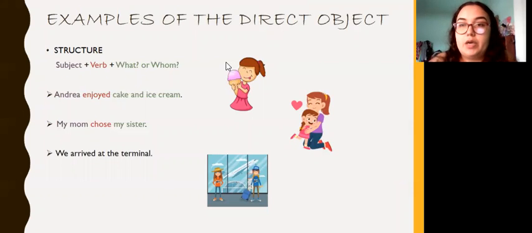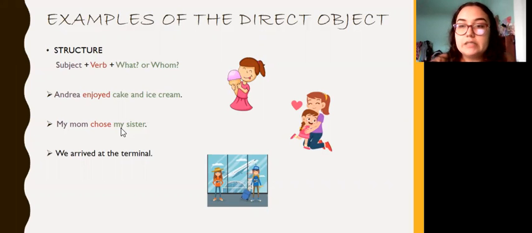Well, now we'll see other examples to explain. This example, my mom chose my sister, tells us that my mom, who is the subject, chose, which is the verb, but who did she choose? My sister, who will be the direct object.